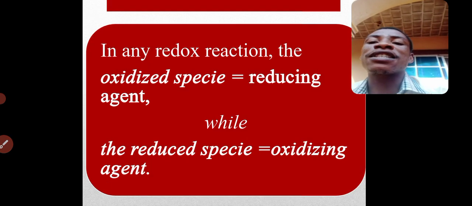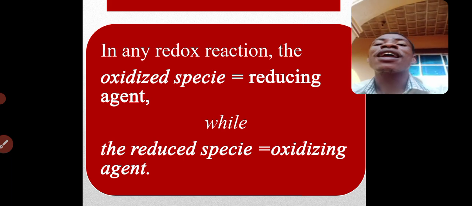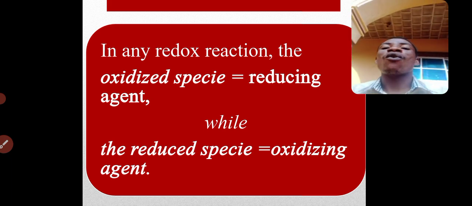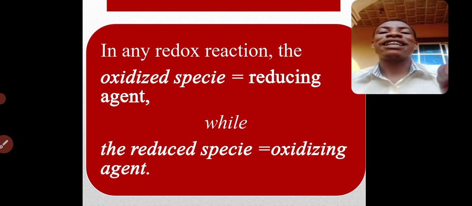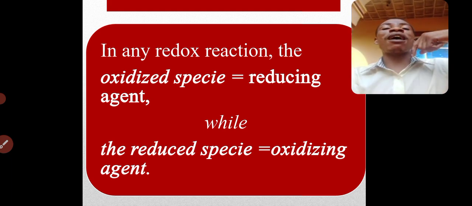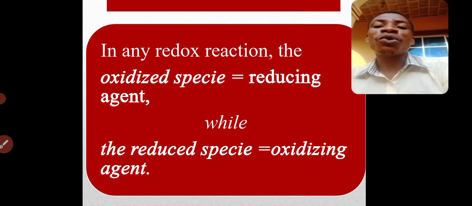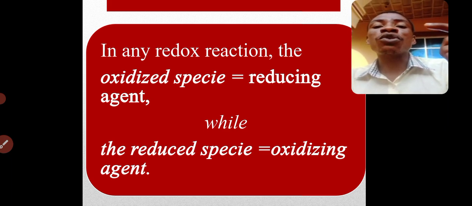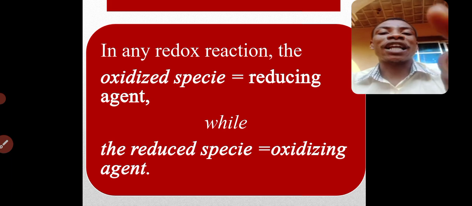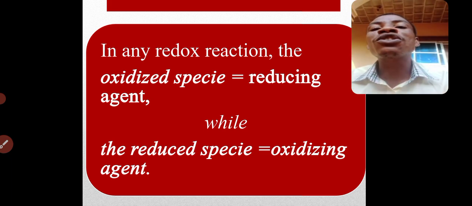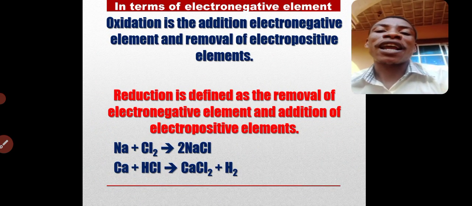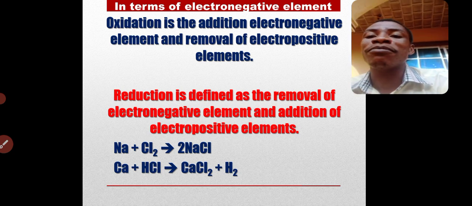Now take note of this, that in any redox reaction, a species that is oxidized will become the reducing agent, while a species that is reduced will be the oxidizing agent. So when you are reduced, that means you have allowed somebody else to be oxidized. So you are an oxidizing agent. So don't forget that an oxidized species is a reducing agent, and a reduced species is an oxidizing agent.